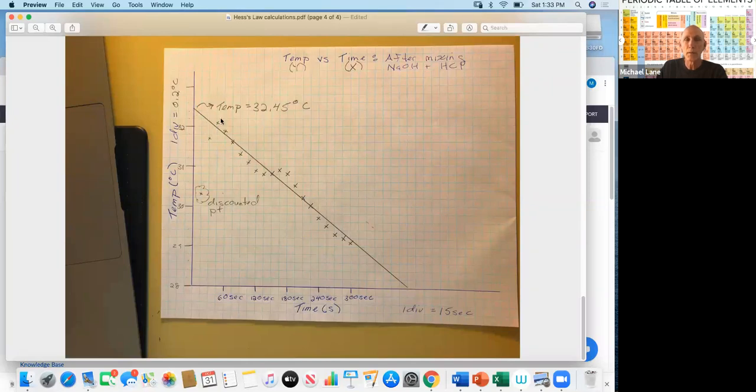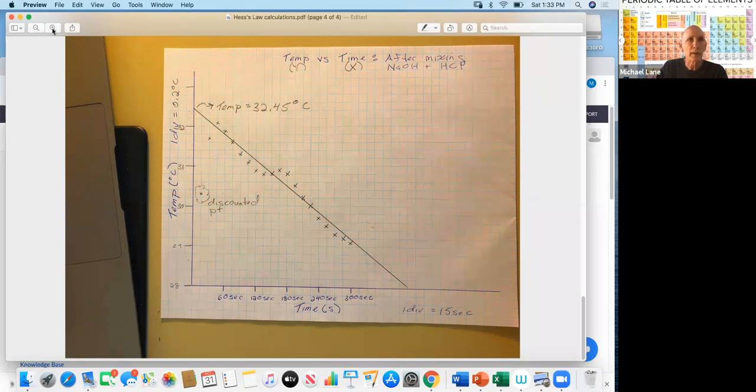While the thermocouple was coming up to temperature, the system was cooling off. So this extrapolation back to T equals 0 tells me that if I could measure the temperature at the exact moment of mixing, it would have been 32.45 degrees Celsius, right?